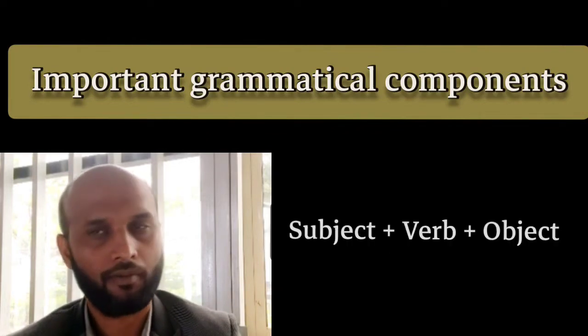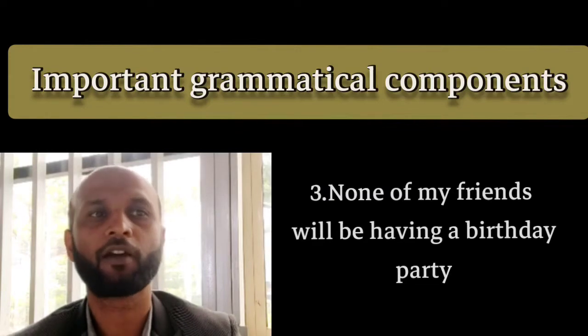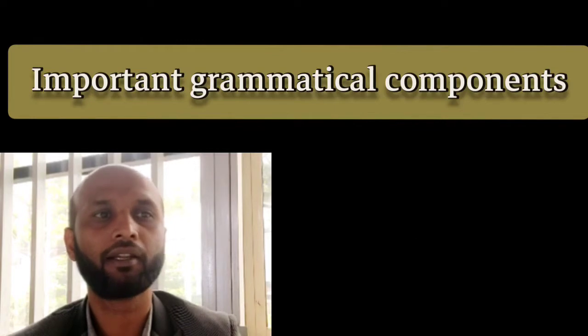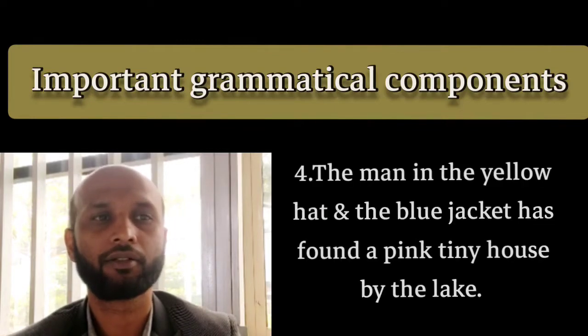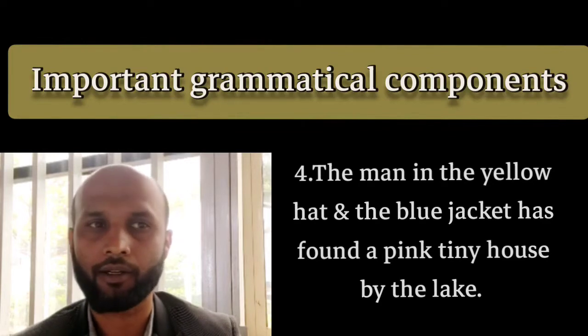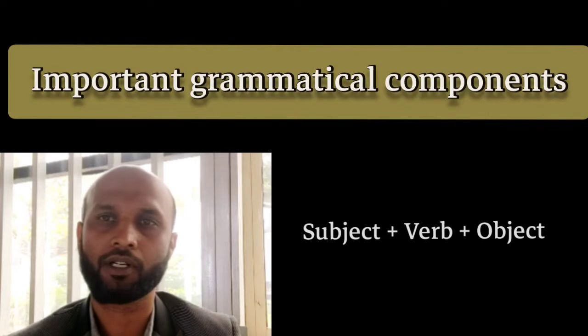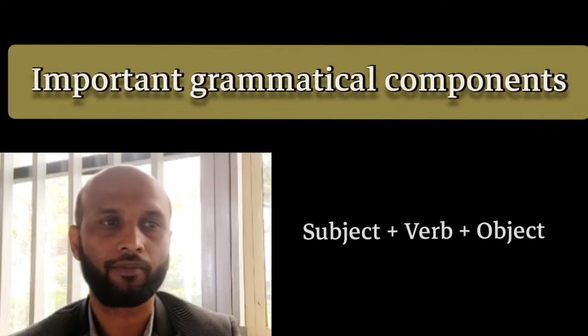Let's look at some more examples. None of my friends will be having a birthday party. The man in the yellow hat and the blue jacket has found a pink tiny house by the lake. Again, in the sentence, you see the same thing, subject plus verb and then object.